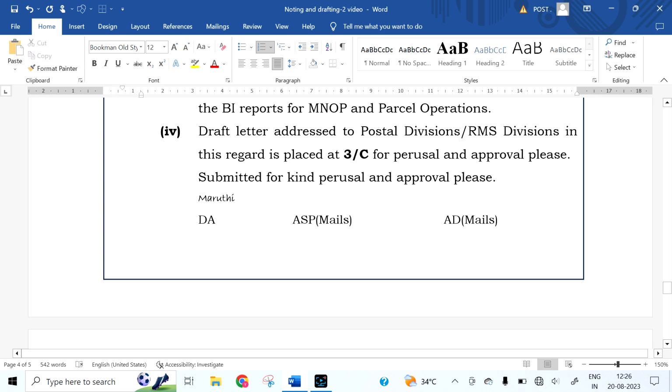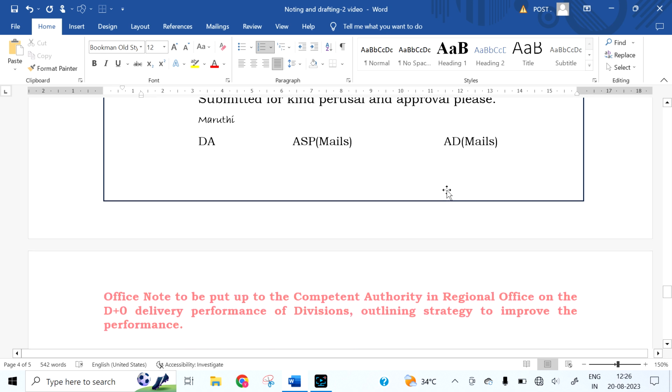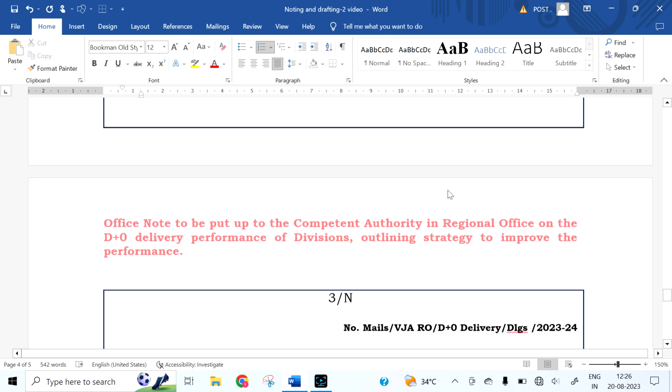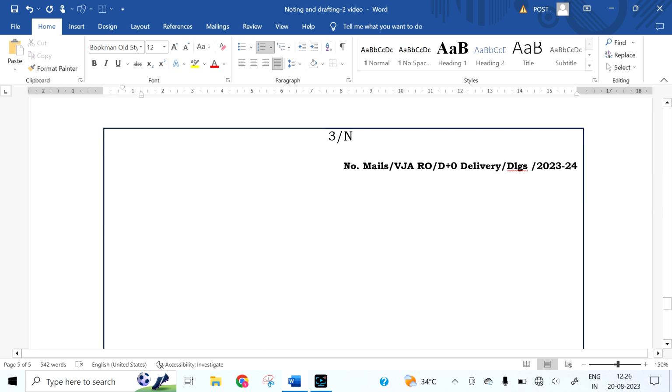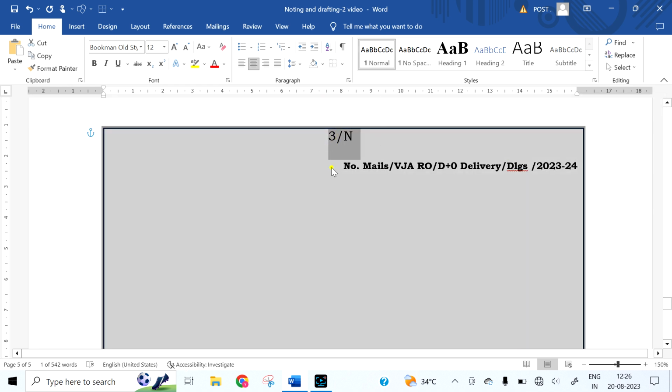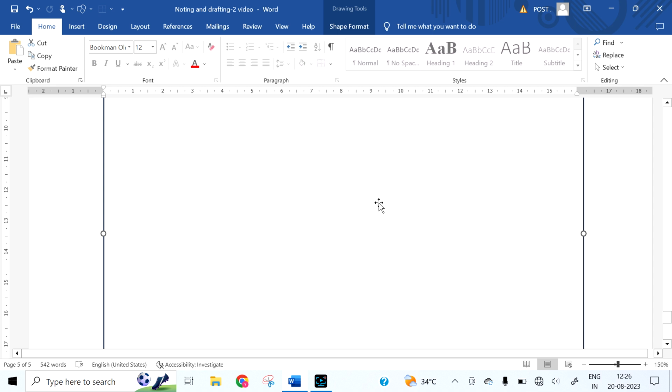And finally we will place one draft, addressed to the lower formations, lower offices, and that draft will be submitted for perusal and approval of the competent authority. So this is how the draft is made. And you may also have to keep one blank page, so that for the need of the officers, if they want to write anything or add anything, they can add.